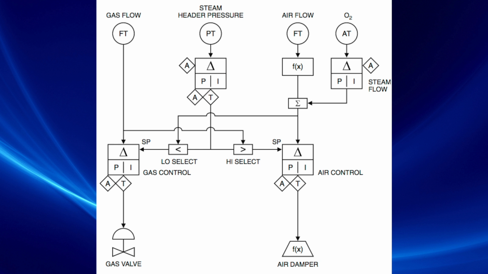On a load decrease, the load selector accepts the load demand signal. Air demand becomes equal to the fuel flow, and fuel demand becomes equal to the load demand. Again, the system acts as a series metering system, this time with air following fuel.